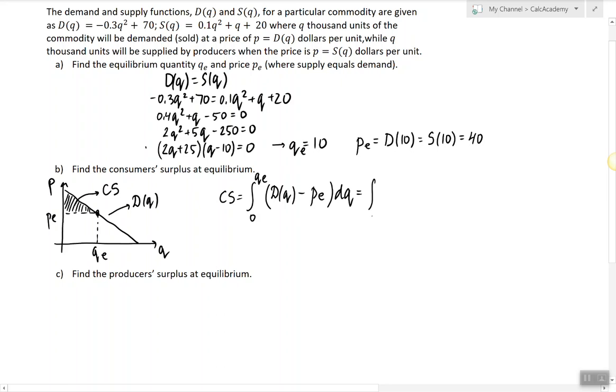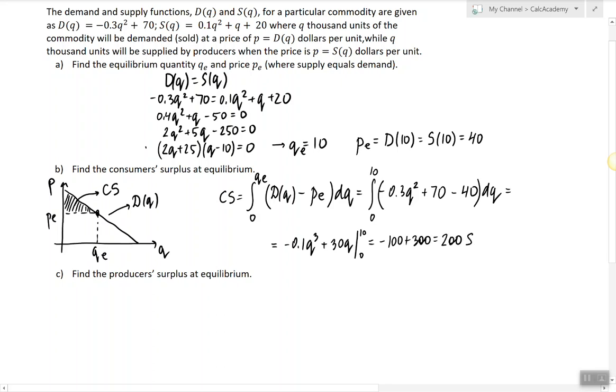With our given functions and values, we can plug it in and get the following integral, which is negative 0.1 q cubed plus 30q evaluated from 0 to 10, and we get negative 100 plus 300, which is equal to 200. So the consumer surplus is $200.